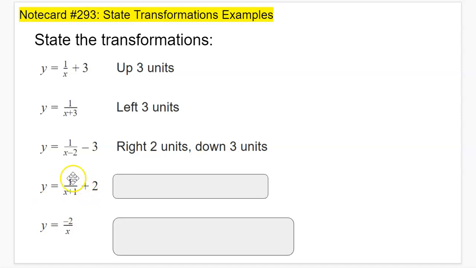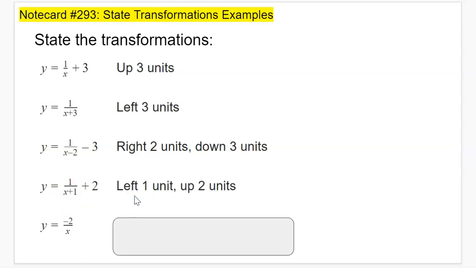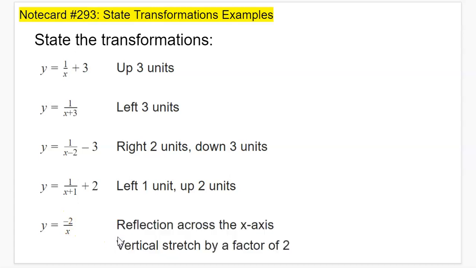This one has 2 things going on. It's going to be up 2, and then what's that going to be? It's going to be left 1. And this one has a negative 2 at the top. So it's a reflection across the x-axis, and that 2 itself is bigger than 1, so it's a vertical stretch by a factor of 2. So pause me and write all that down. Hopefully that's review, and hopefully you remember your transformation rules.